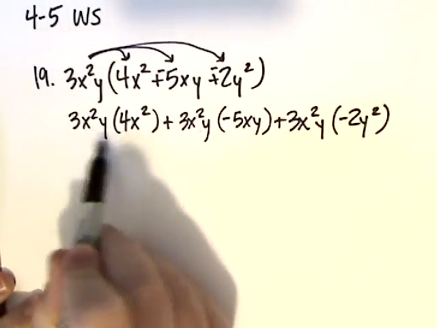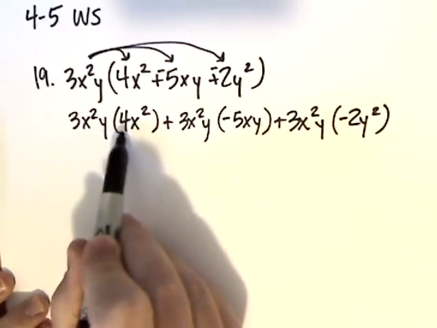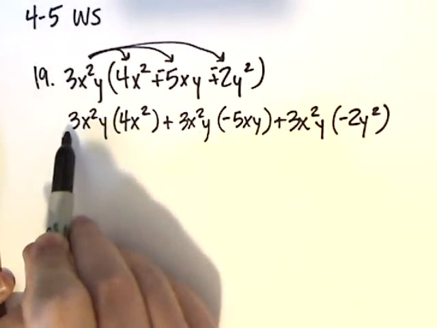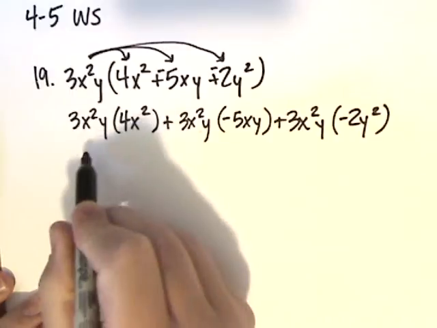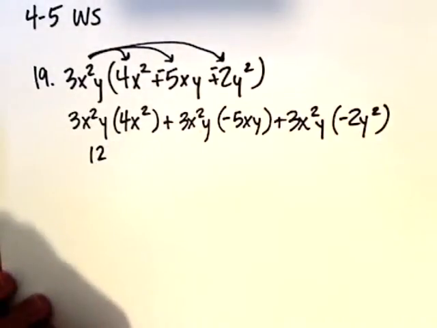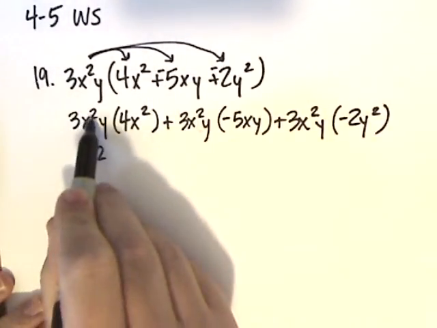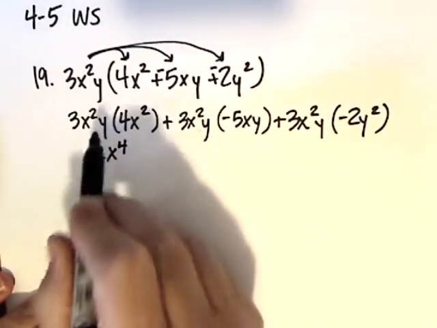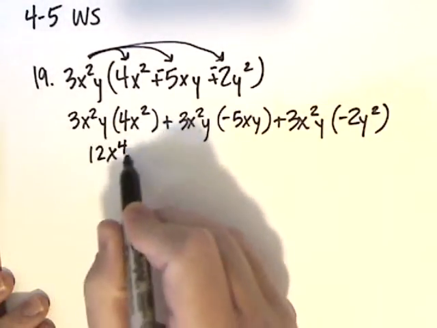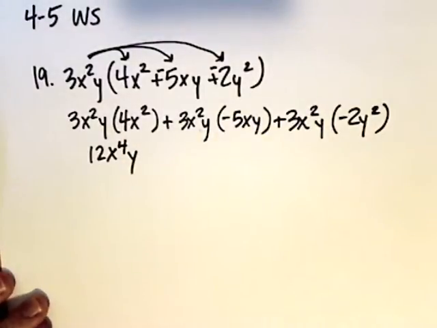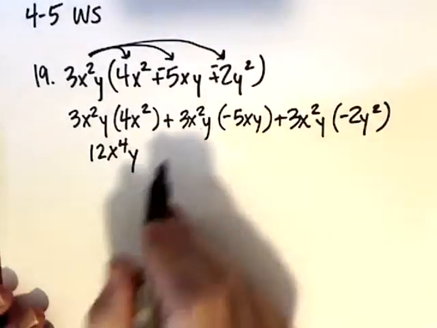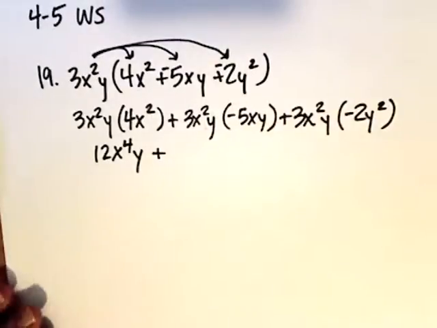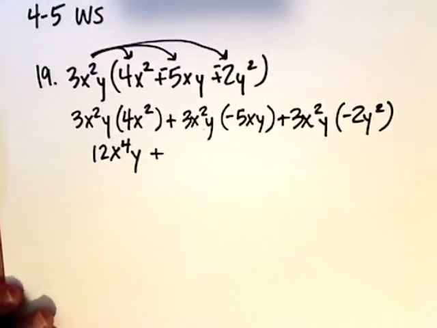So to do this one right here, I have 3x squared y times 4x squared. I need to multiply the 3 times the 4 first. That's going to give me 12. Now I can do the x squared times the x squared. That'll give me x to the 4th. And then the y doesn't have anything to multiply with, so it just comes along and attaches at the end there.